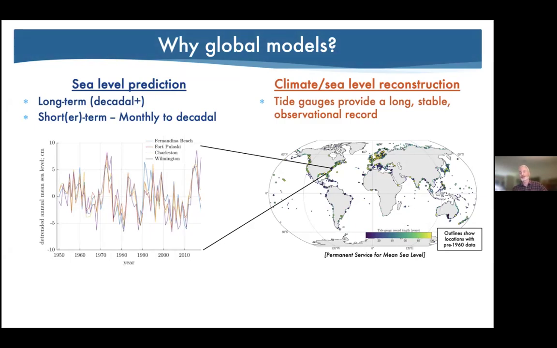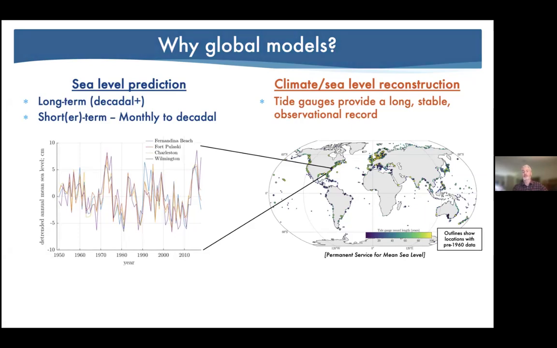And then the other major goal that we have in using global models to understand sea level is trying to interpret the tide gauge record, which is a really long, stable record that has some ability to reflect climate changes and oceanographic changes over long timescales where we don't necessarily have other observations that can help us.